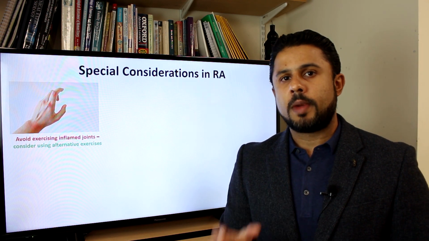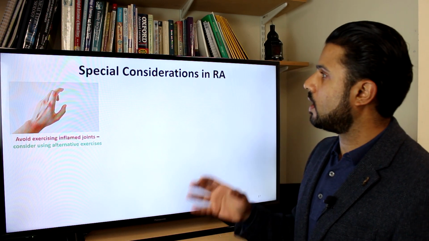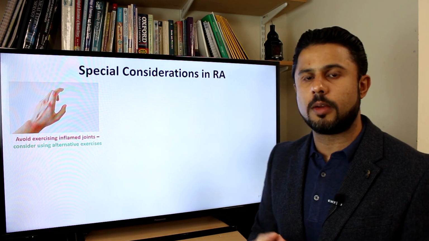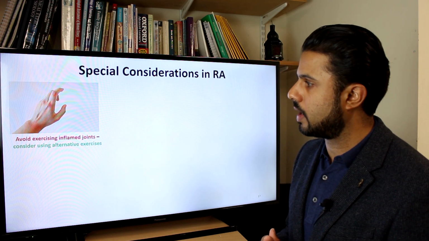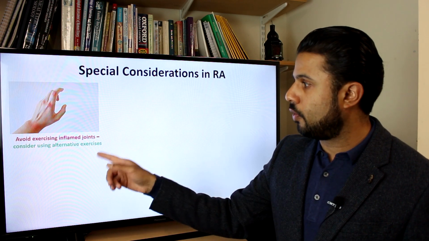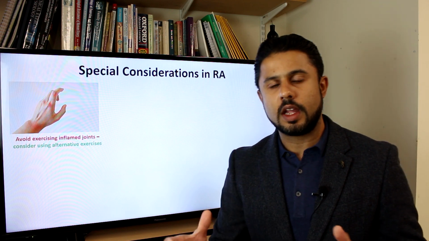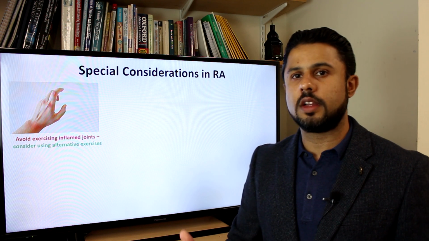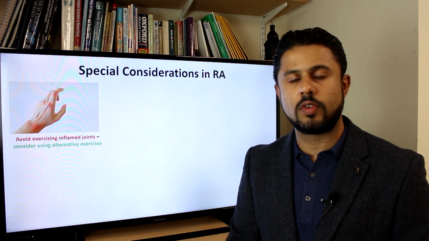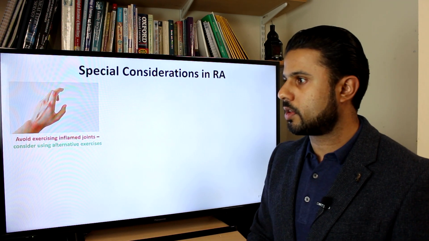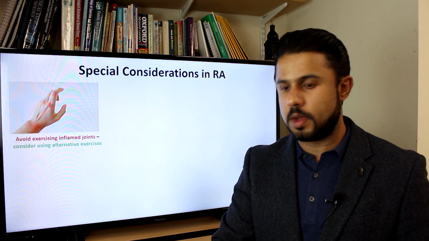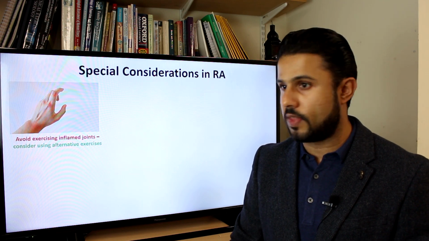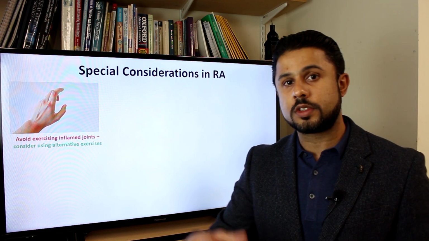Now, both for the patient and for the practitioner, there are some special considerations for patients with rheumatoid arthritis that you need to think about when you're designing an exercise program. So the first is to avoid exercising inflamed joints. Now, in the old days, so we're talking 20 to 30 years ago, if a patient had an active part of their rheumatoid arthritis, so they were in the active stage, the rheumatologist might say, you know, Mrs. Smith, I think you should rest for a couple of weeks until you're better, and then get back to some activities. That was the traditional approach.